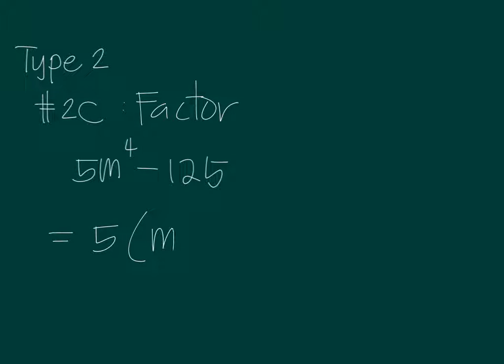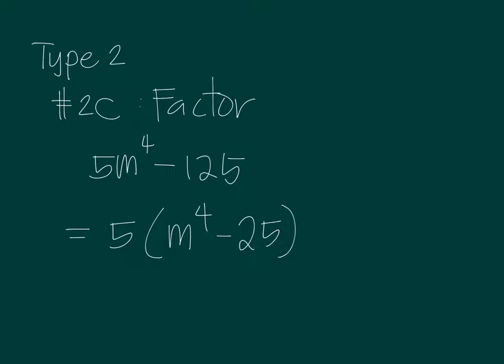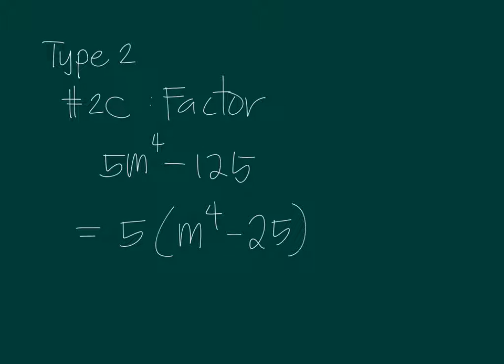And then you have m to the 4th minus 25. Now, if that was the only thing that you had to do, then this should not be a type 2 question, right? So you have to check what can you do with m to the 4 minus 25. Now, since m to the 4 is an even power, m to the 4 is a perfect square, and 25 is also a perfect square. So this is an example of a difference of two squares.